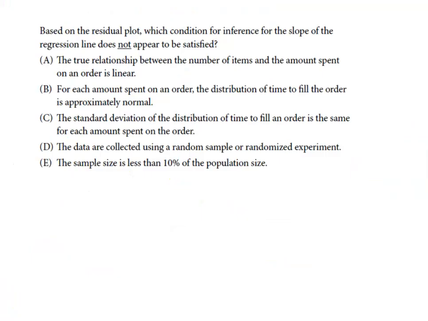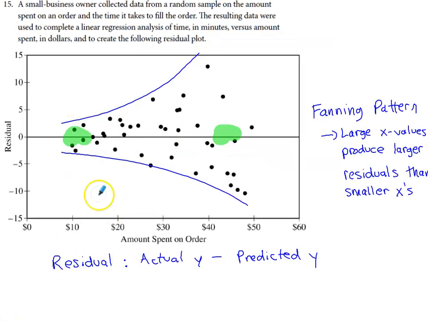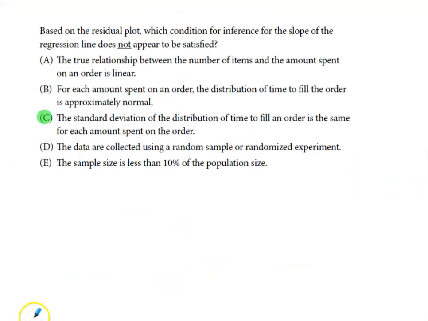So if we look at these options here, if you check out option C, the standard deviation of the distribution of time to fill an order, so those would be the y values, is the same for each amount spent on the order. Those would be the x values. We do not seem to have that happening. We seem to have much smaller deviations at lower x values than we do at larger x values. So we don't have consistent standard deviations for the residuals across all of our x values here. That's the condition for inference that falls through, and in this case that is specified within option C.